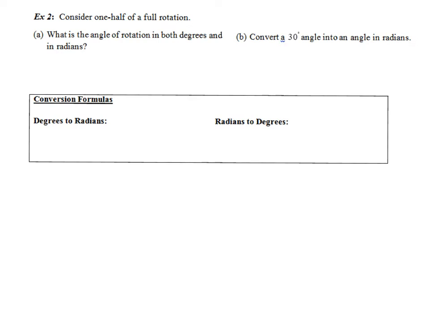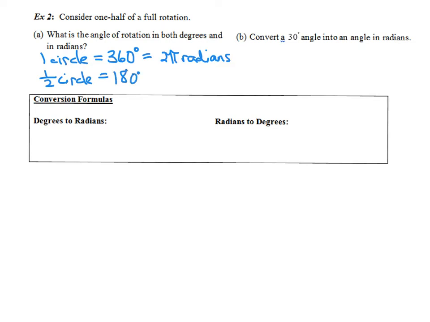In example number 2, it says, consider 1/2 of a full rotation. So let's make a few notations here. I know that in a circle, so if I've got one circle, a circle is equal to 360 degrees, going all the way around. The angles would add to 360 degrees. Now, because we know that that's actually equal to 2 pi radians. So 2 pi radians is equivalent to going 360 degrees around the circle. If I take half of that circle, then all the pieces here will be divided in half. So 360 degrees would be divided in half, and I'd get 180 degrees. So that would be half of a circle. But if I take half of 2 pi, that's giving me pi radians.